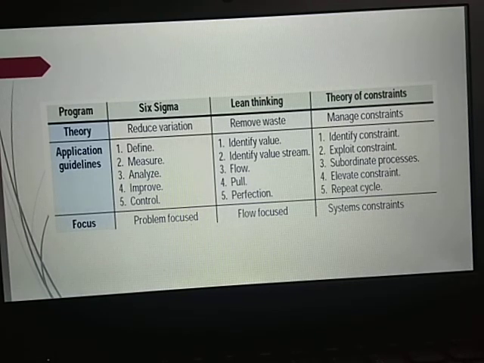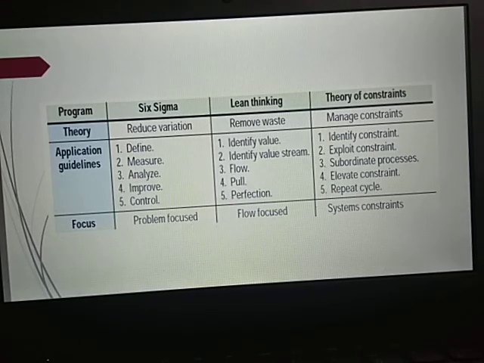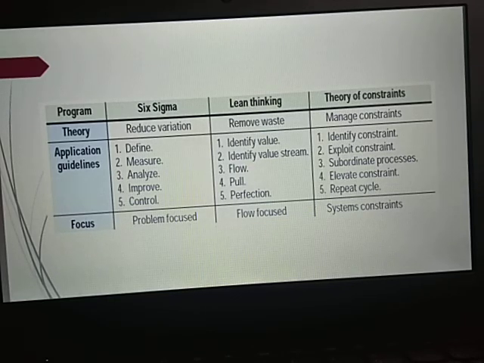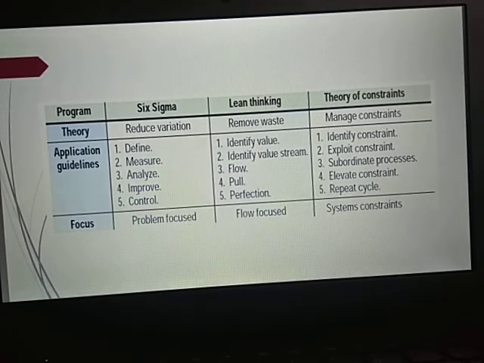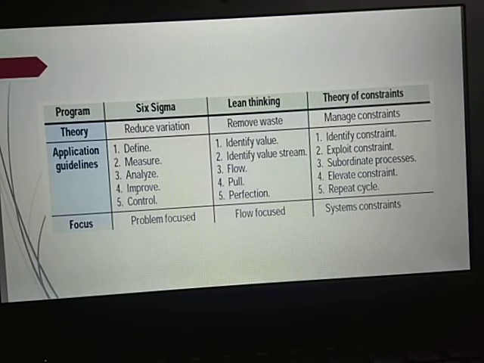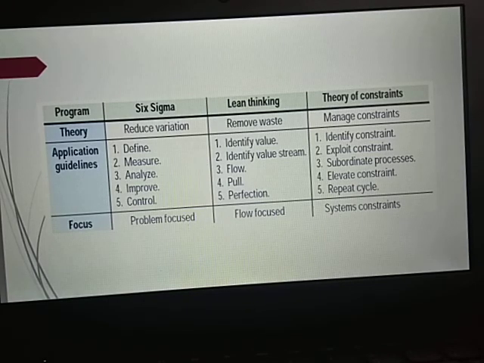Application guidelines in Six Sigma: define, measure, analyze, improve, and control. In Lean Thinking: identify value, value stream, flow, pull, perfection. And in the Theory of Constraints: identify the constraint, exploit the constraint, subordinate processes, elevate the constraint, repeat the cycle. In the program focus, Six Sigma is problem focused, Lean is flow focused, and the Theory of Constraints is focused on system constraints.